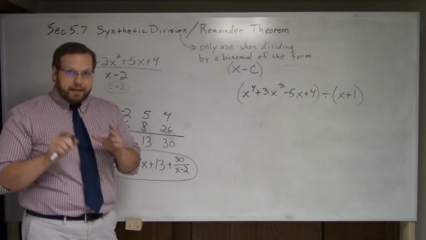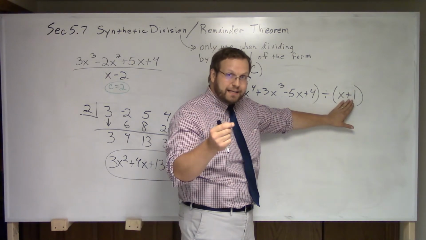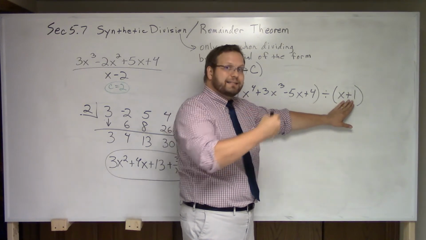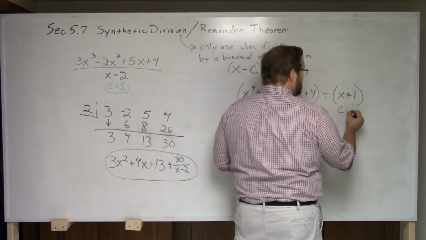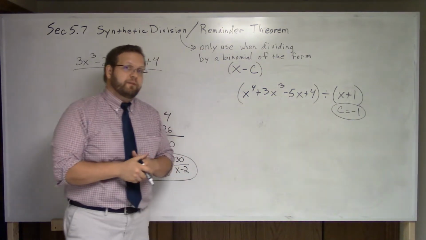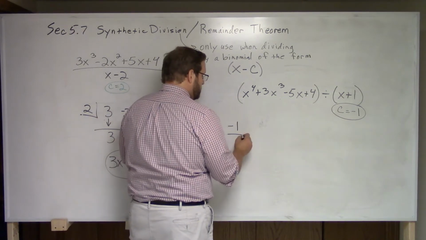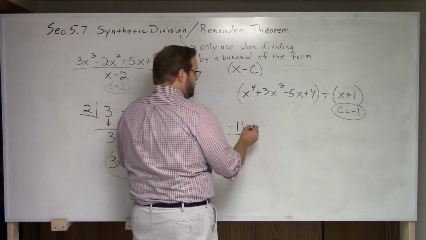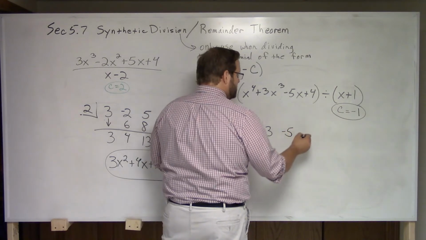Okay, so on this, we're going to take this x plus 1. We should recognize that as a binomial, so we could use long division, but since it's x and a constant, we could also use synthetic. Our c value here is negative 1. It's always the opposite of that value in the binomial. So I'm going to take a negative 1, and then I list out my coefficients. My coefficients are 1x to the fourth, 3x cubed, negative 5x, and a 4.